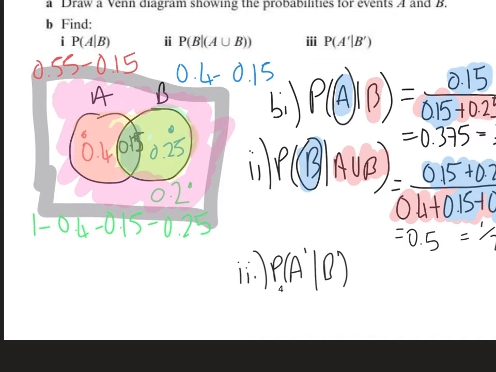So the bottom of the fraction are going to be these two things here. So 0.4 and 0.2. And out of those two, I'm looking for what's the probability that A doesn't happen, and that's just the 0.2 bit. So again, we type that in a calculator, work it out, and we get a third.